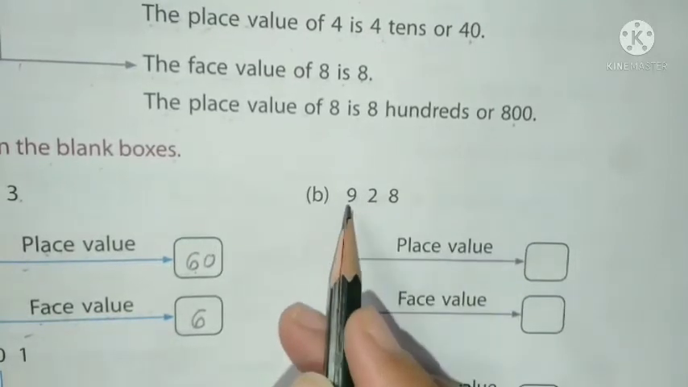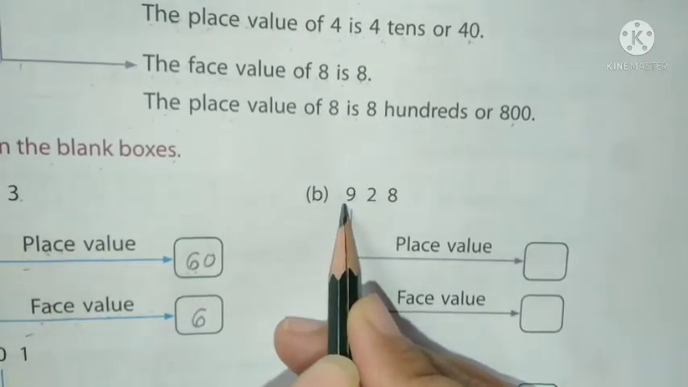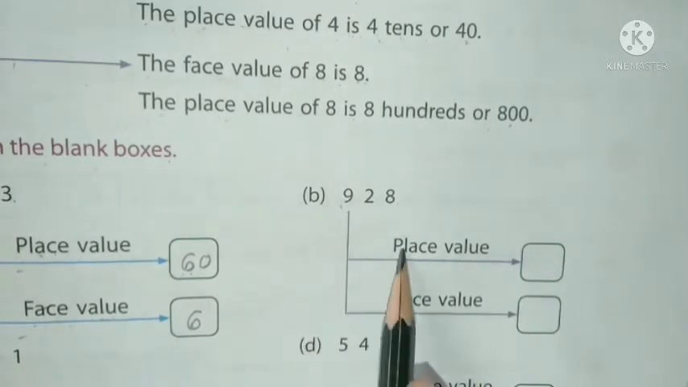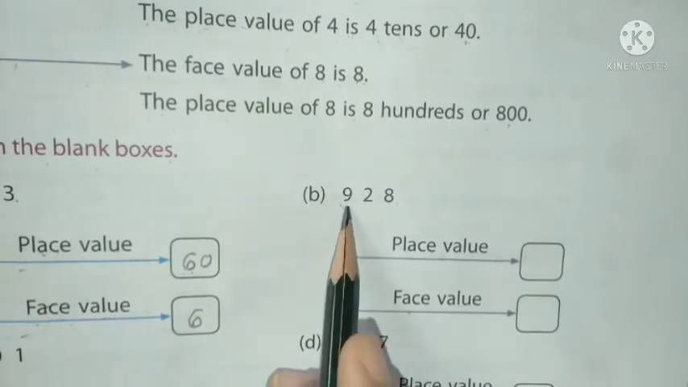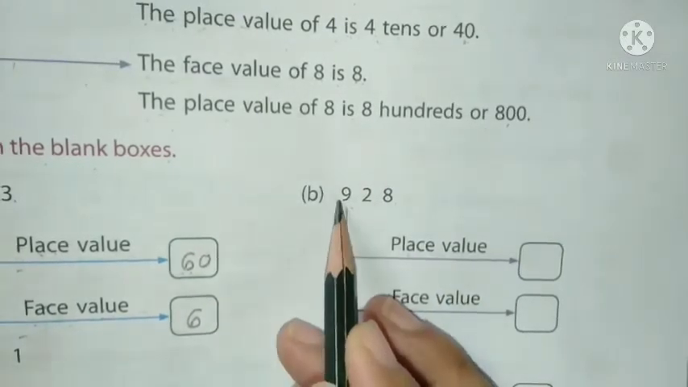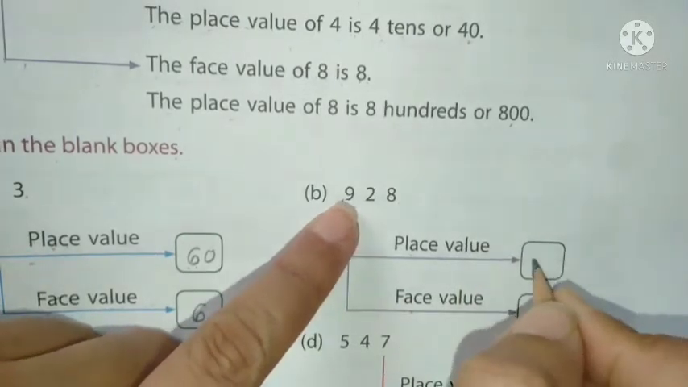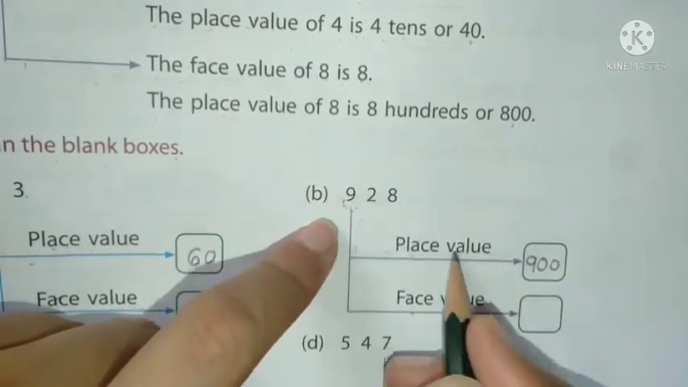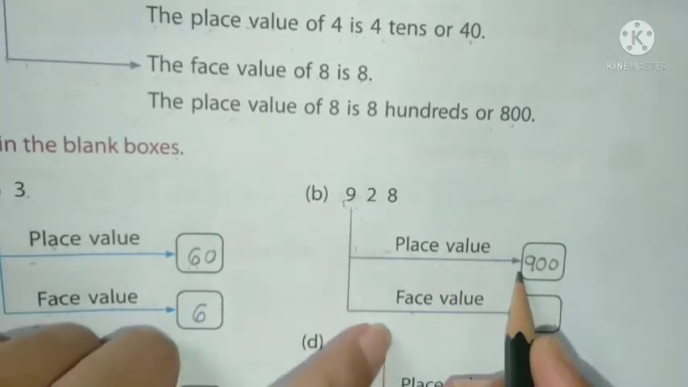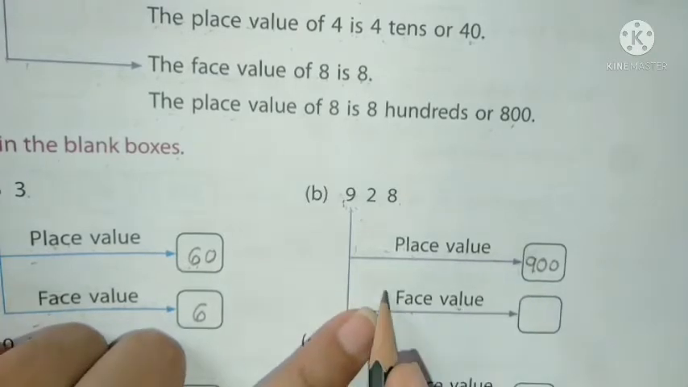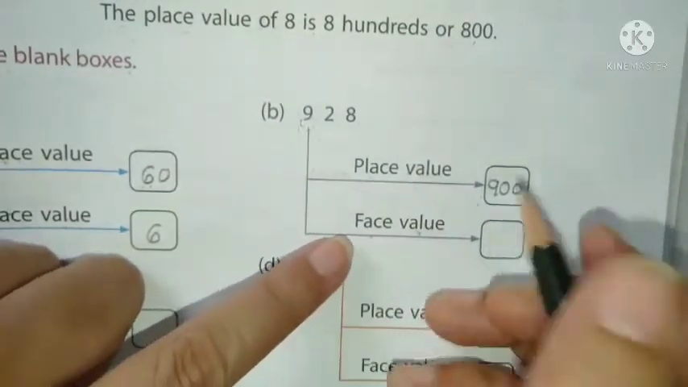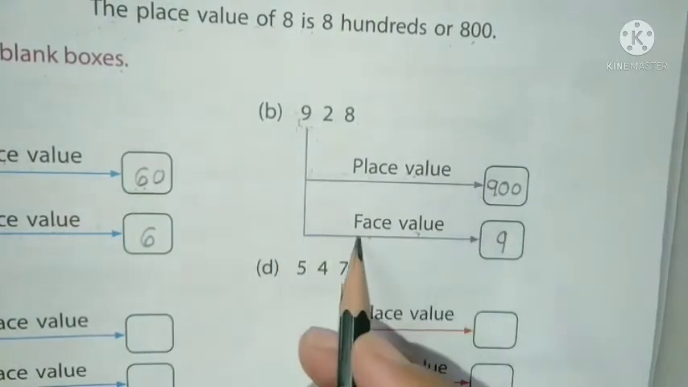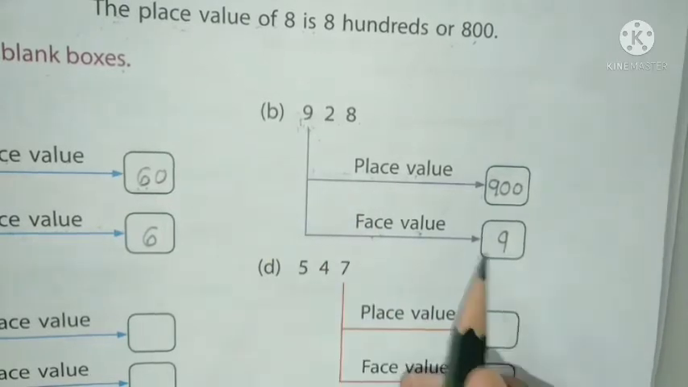B. Which number is given here? 928. And you have to find the place value and face value of number 9. So what is the place value of number 9? Tell me. Yes, 900. Why? Because here 9 is on 100 place. So what is the place value of 9? 900. Then face value. What is the face value of 9? Yes, number itself. So write down here 9. The place value of 9 is 900 and the face value of 9 is 9.